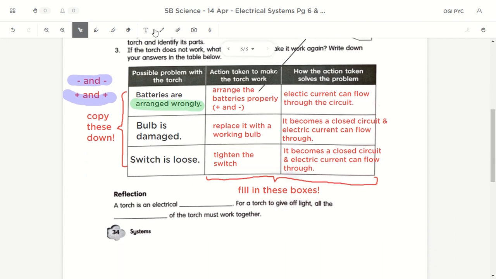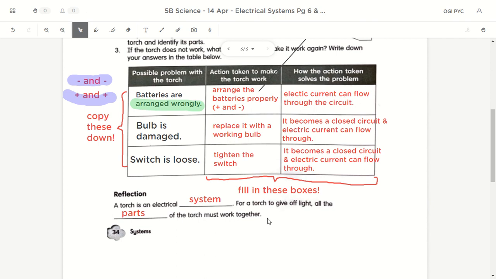A torch is an electrical system made of different parts. The bulb, the wires, the switch, the batteries actually make up an electrical system. So the torch made out of these parts is called an electrical system. In order for it to give off light, all the parts must be working properly, working together. And that's what we call a system. So a torch is an electrical system. All the parts must work together to perform the function of producing light.